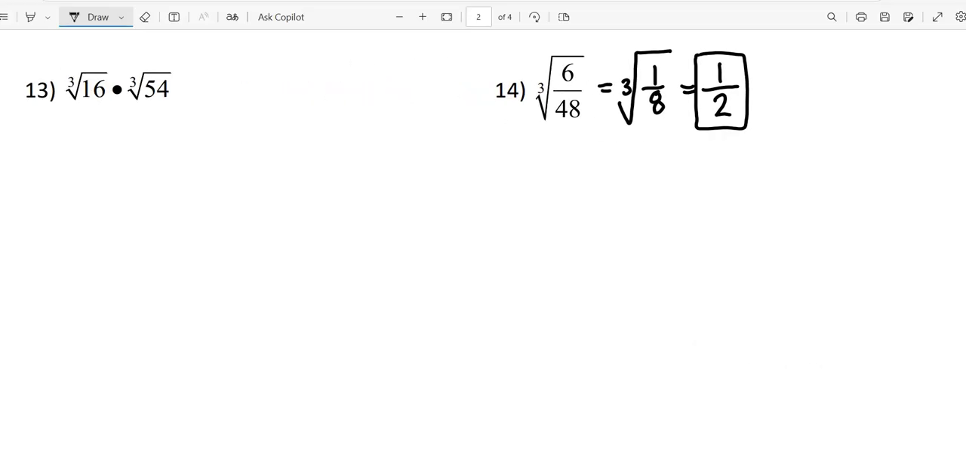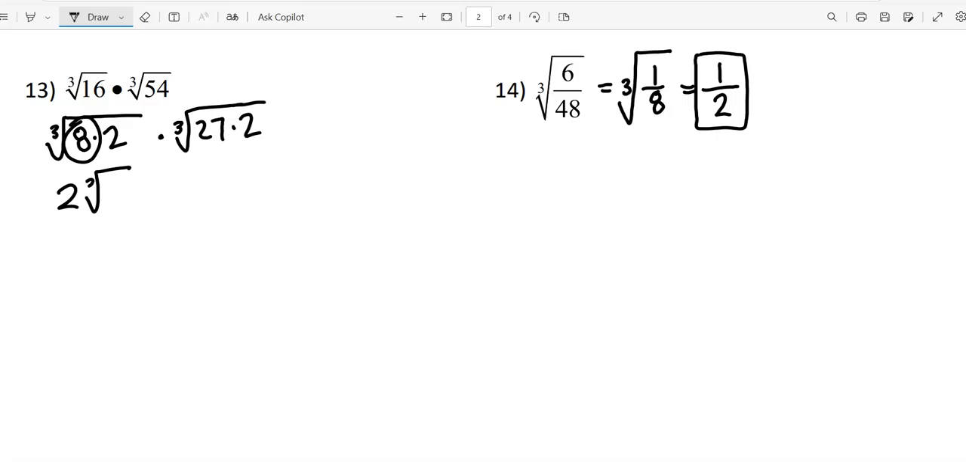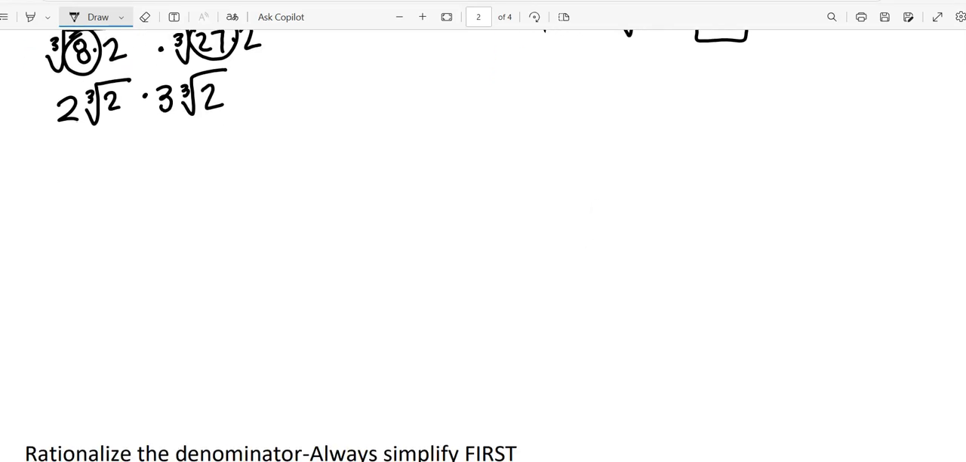Y'all want to try 13? Okay, go ahead and try it. The largest perfect cube of 16 was 8, and that's times 2 to get 16. Times the largest perfect cube of 54 is 27 times 2. The cube root of 8 is 2. That'll leave cube root of 2. Times the cube root of 27 is 3. That'll leave cube root of 2. Your 2 times 3 on the front multiply to give you 6. And then your cube roots also multiply to give you the cube root of 4. Who got that right on their own? Good.